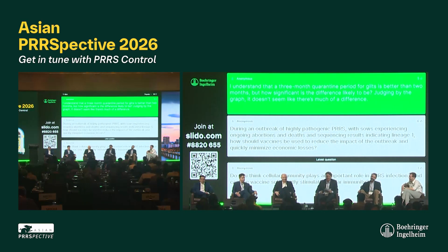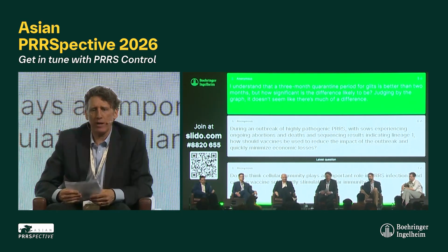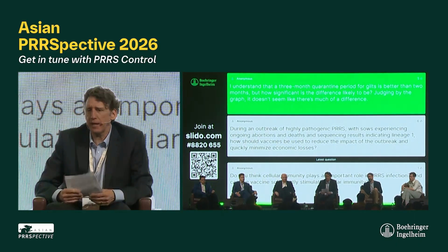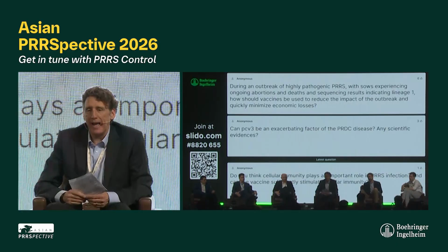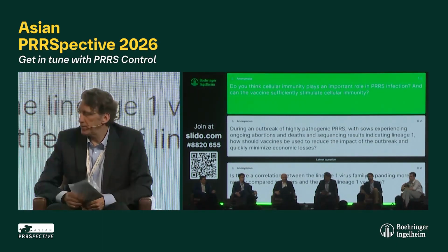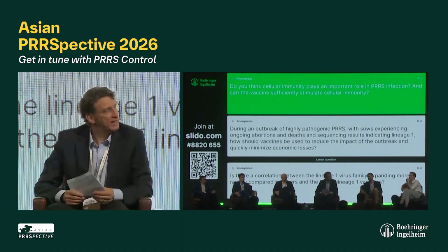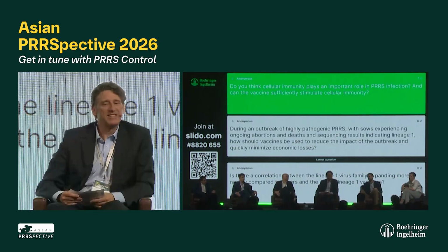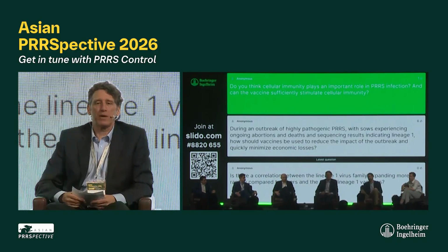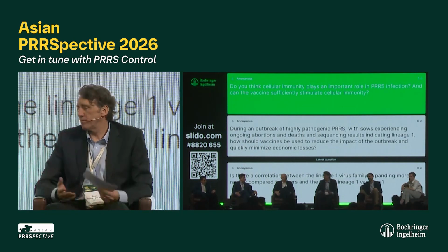So I think the next one we've already done. So I'll go to the third one down. Do you think cellular immunity plays an important role in PRRS infection? And can the vaccine sufficiently stimulate cell-mediated immunity? We need an immunologist in the room. So it's asking about the importance of CMI for PRRS as a virus.